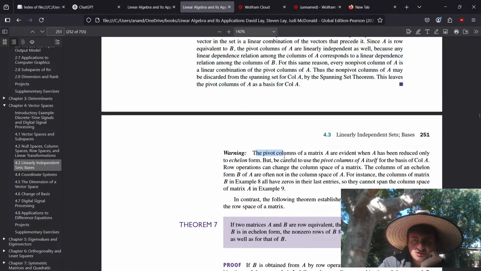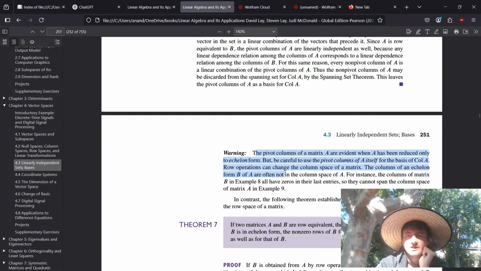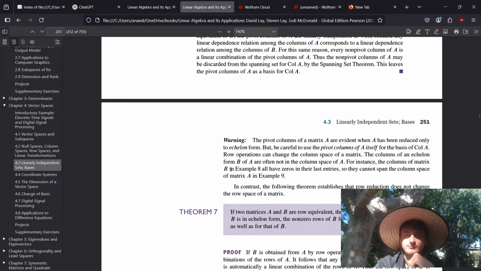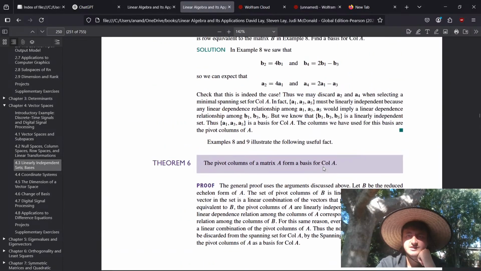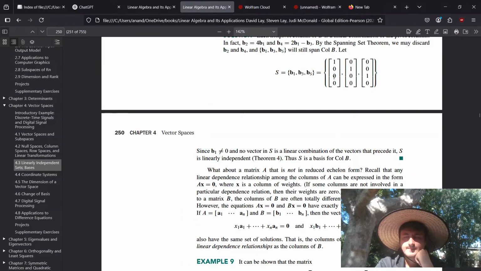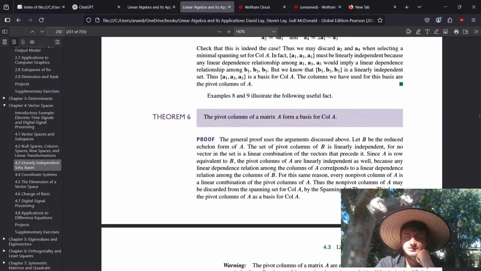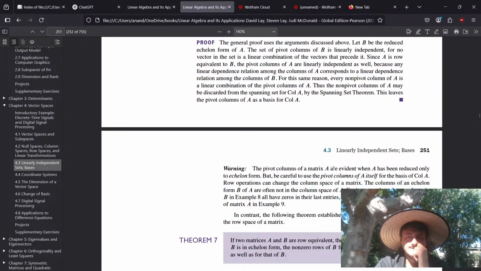The pivot columns of a matrix A are evident when A has been reduced only to echelon form, but be careful to use the pivot columns of A itself for the basis of Col A. Row operations can change the column space of a matrix. The columns of an echelon matrix B of A are often not in the column space of A. For instance, the columns of a matrix B in example 8 will have all zeros in their last entry. Right, but there's not zeros here. So they cannot span the column space of matrix A.